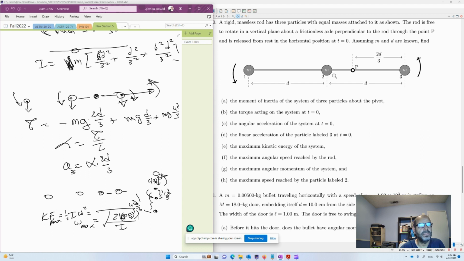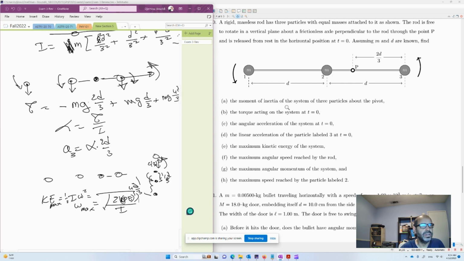And the maximum speed for a particle. Once you find omega, if you're interested in the speed of particle 2, then V max for that particle is going to be just the distance, which is 1/3 of a d, times that omega max. So 1/3 of a d times that omega max.